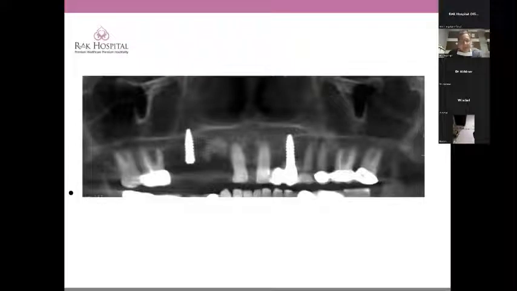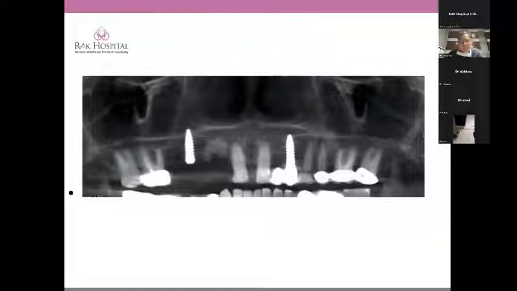It's a panoramic image where you can see two implants. This patient was referred to me because this patient kept losing a couple of implants. The patient only had this 2D image, and clinically, I knew that something was not right. So we asked for a 3D or CBCT scan image.